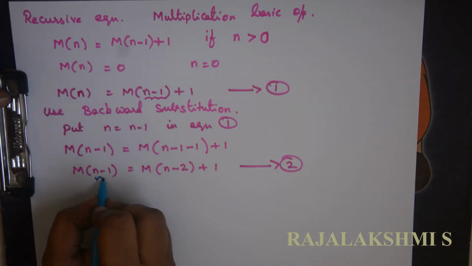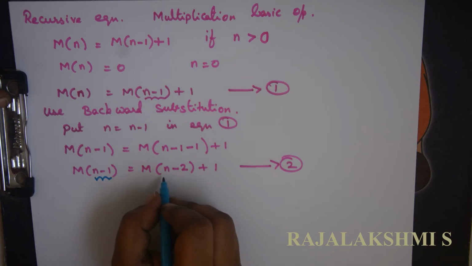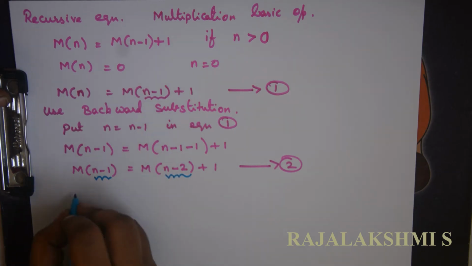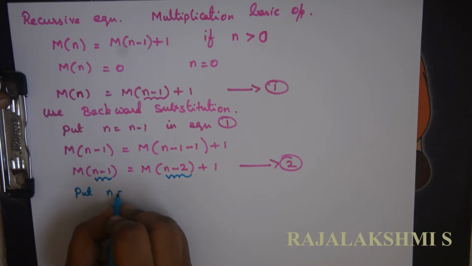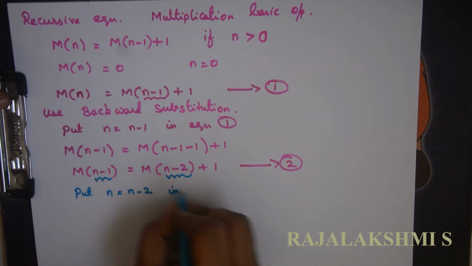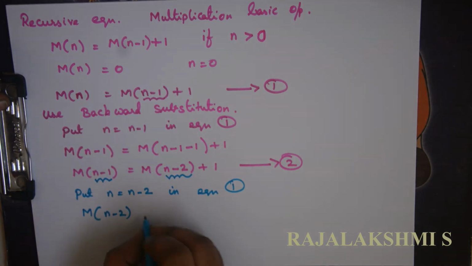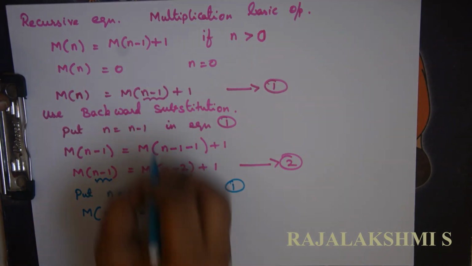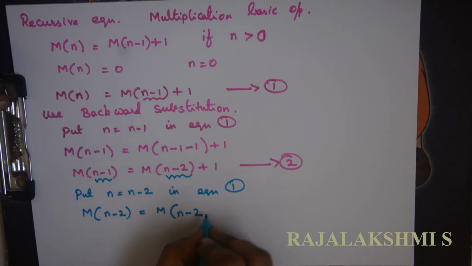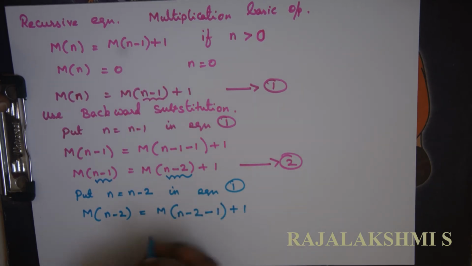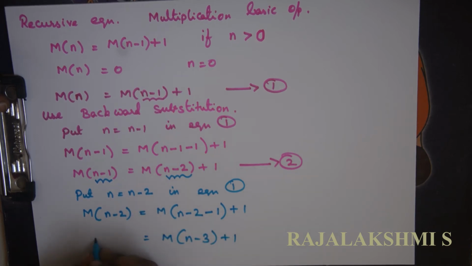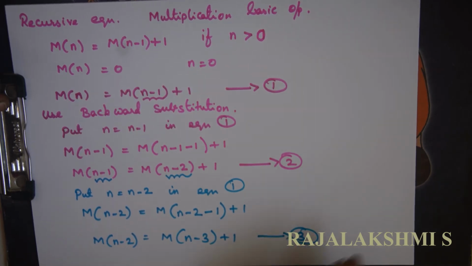Now if I want n-1, I need to find the value for n-2. So put n equal to n-2 in equation 1. M(n-2) is equal to M(n-2-1) + 1, so it becomes M(n-3) + 1. So this is M(n-2). Let this be equation number 3.